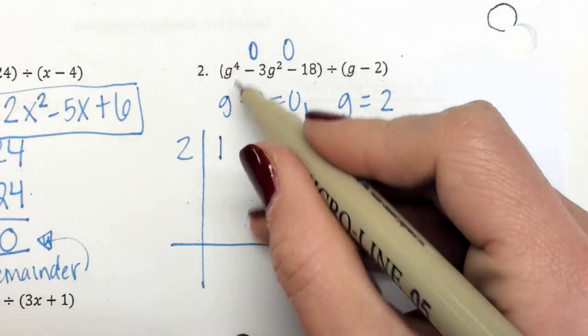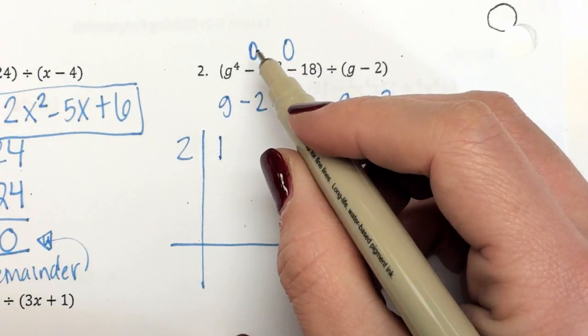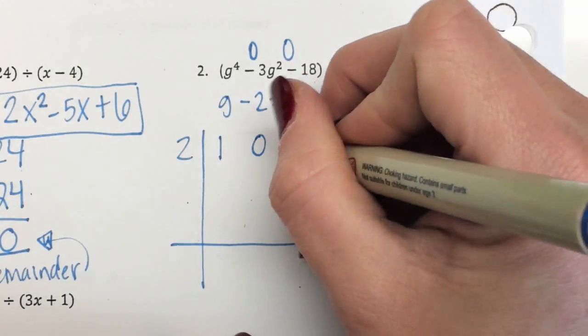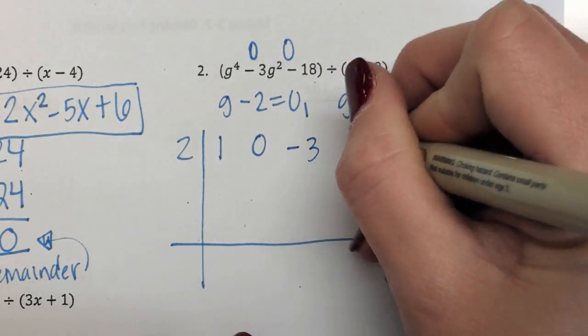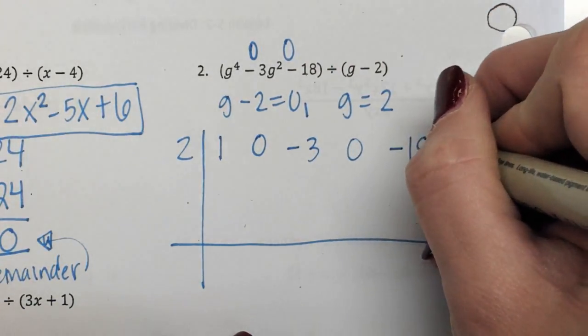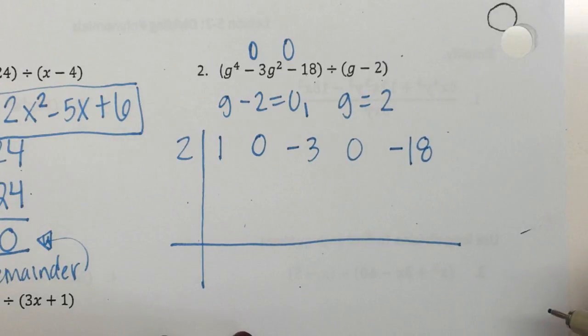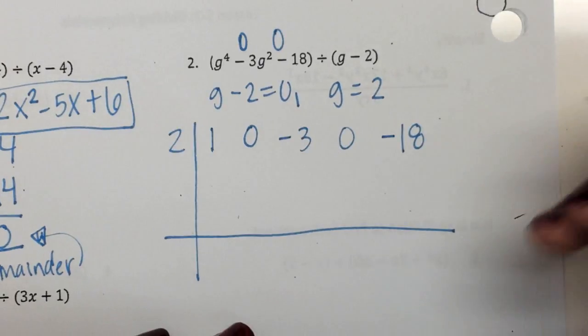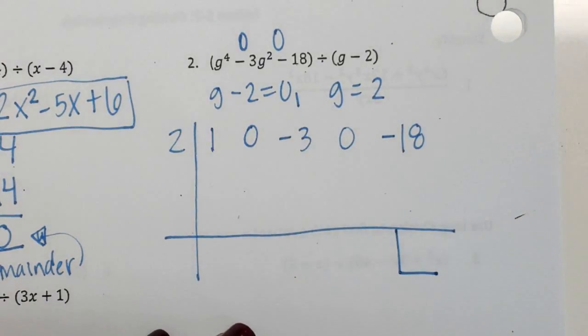Alright, we skipped the power of 3, so guess what we put in its spot? 0. A 0. What's my next coefficient? -3. Next. 0. Next. Good. Everybody see where we got those numbers? They're the coefficients up here. We just got to put a 0 everywhere we skip. Put your remainder box.